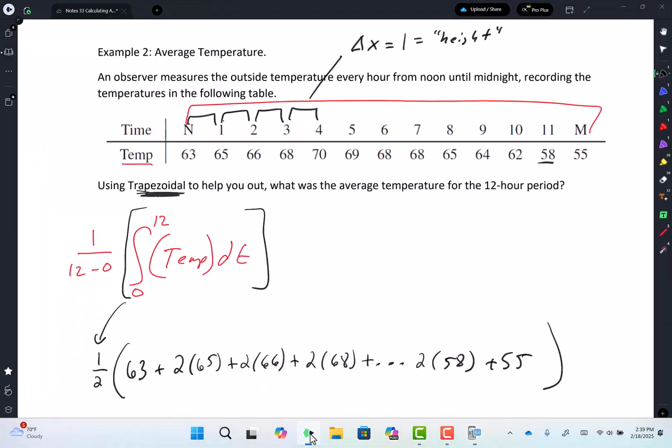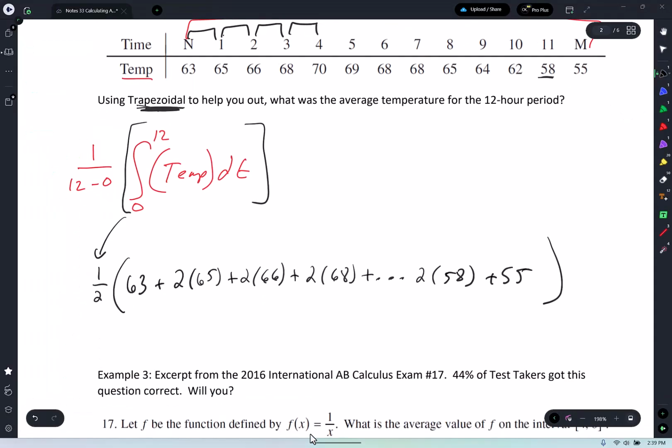782. Is that what you guys got? Okay, so here's what I have now. That's not the answer. That's not an average temperature. Of course not. You have to divide that by 12.